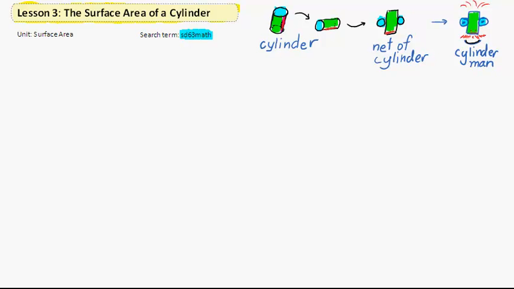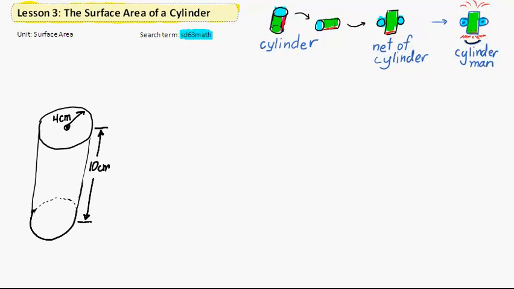Lesson 3. The surface area of a cylinder. Here is a cylinder. It has a top with a radius of 4 centimeters and also a bottom exactly the same area. The bottom is invisible because this is a solid cylinder and the walls of the cylinder have a height of 10 centimeters. Find the surface area of the cylinder.